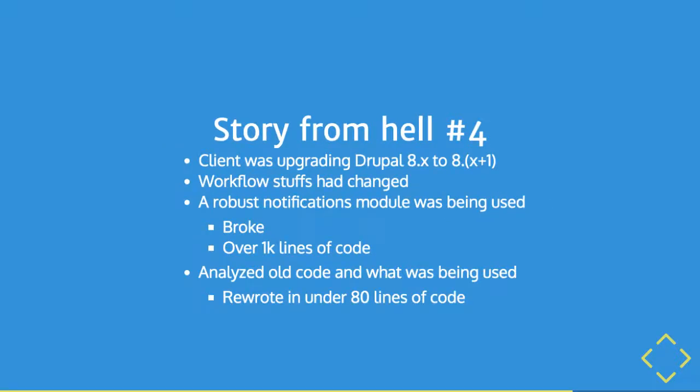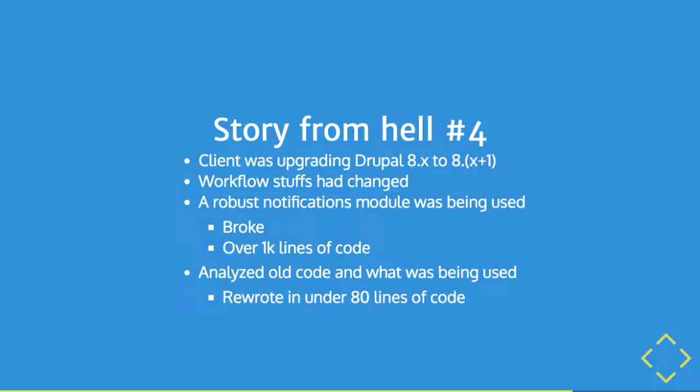And in this case, the client was upgrading from Drupal 8.4 to 8.5. I don't remember, that's why I put 8.x to 8.x+1. This is where Drupal had introduced some workflow stuff into core. They had a really robust notifications module within their site, and it broke, and it was over 1,000 lines of code. I was reviewing it, and I didn't really understand too much of it. I was going, I don't think we're using a whole bunch of this stuff. It just seems really unnecessary.